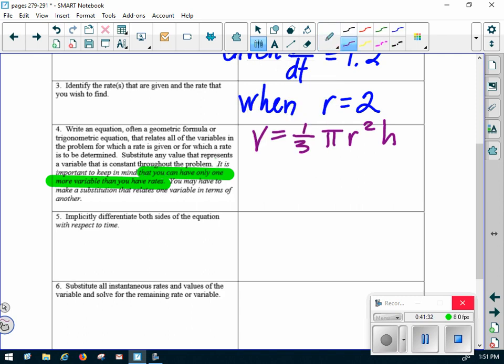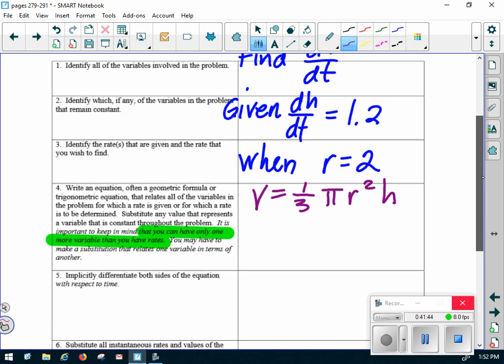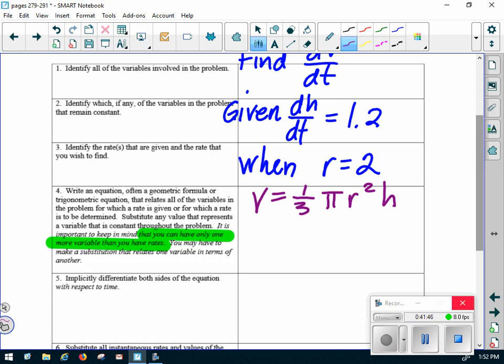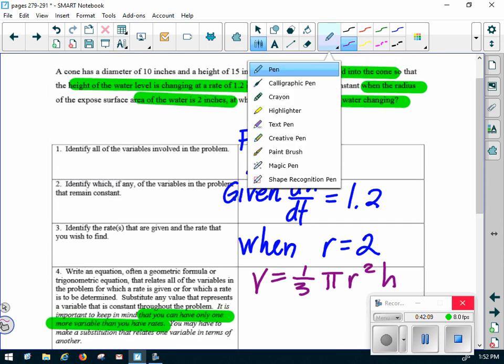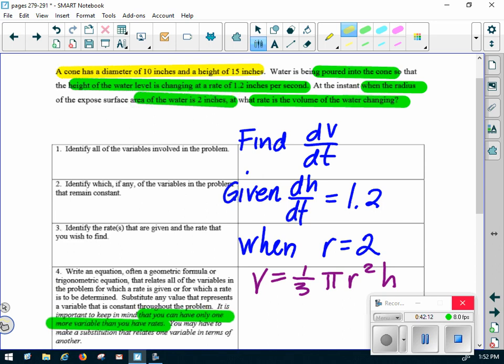Now take a look. You can only have one more variable than you have rates. How many variables do we have? 3: V, R, and H. How many rates are we given? They didn't give me dr/dt or dV/dt. They only gave me one rate. I've got 3 variables. What's the most number of variables I can have? 2. That, Mason, is where this is going to come in.